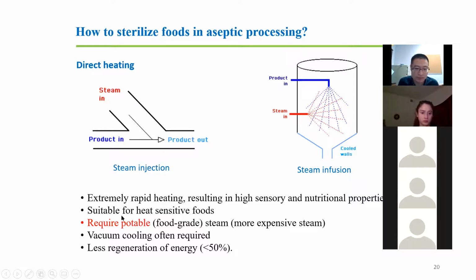It's extremely rapid and suitable for heat sensitive foods because it's very fast. But it requires potable steam because we are actually blending the steam into the food, right? And cooling is also very often required because we kind of diluted it, okay? And there's not much energy regeneration because all the heat is dispersed into the food.